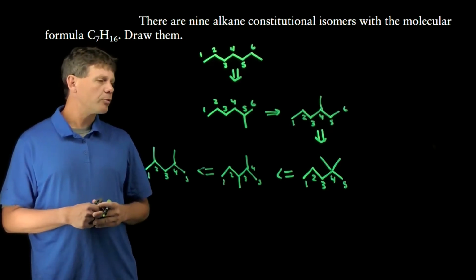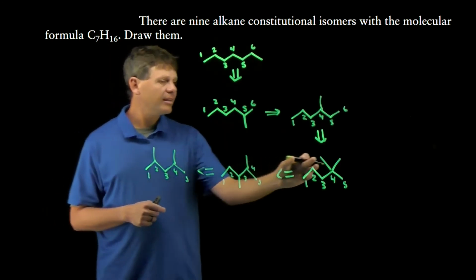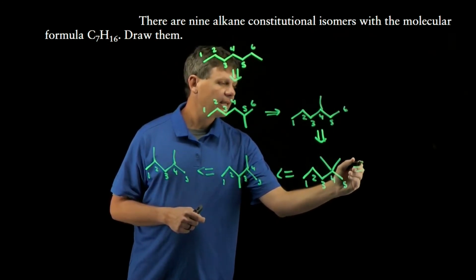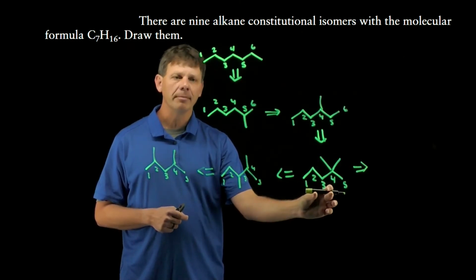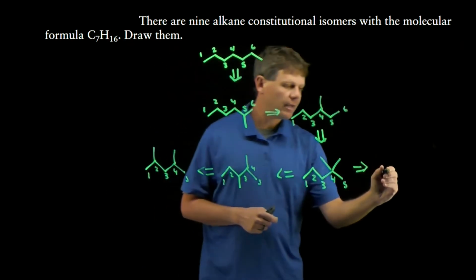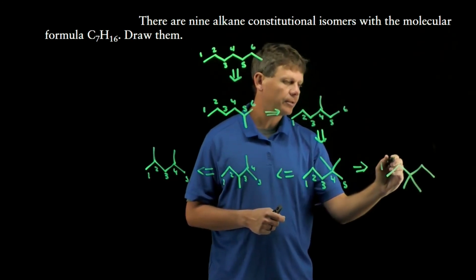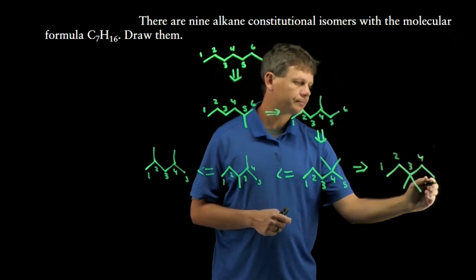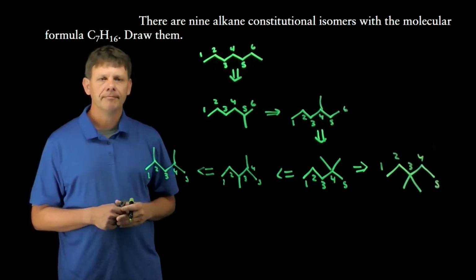Now it turns out there's one more 5-carbon chain with 2 methyl groups, and we can generate it by taking these 2 methyl groups at C4 in this one and moving both of them to C3. If we do that, we generate this compound with 2 methyl groups at C3.